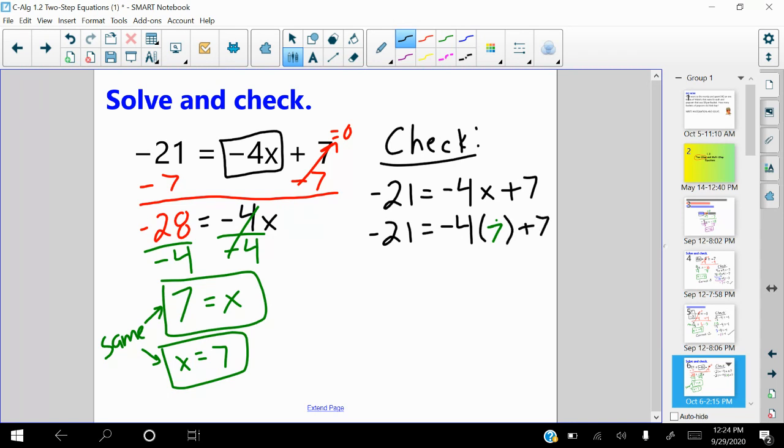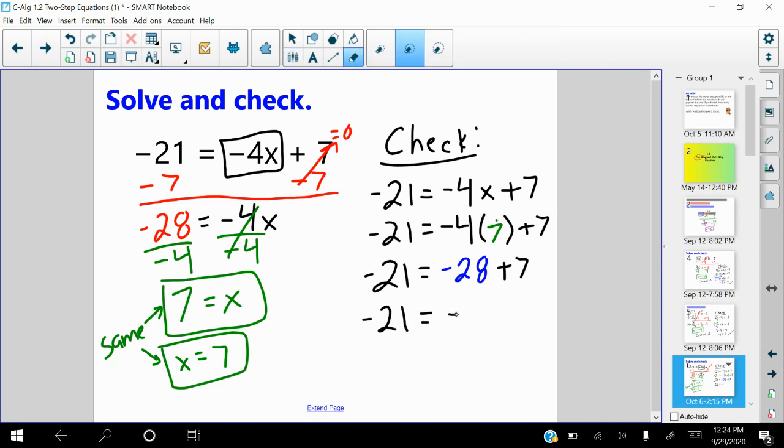We're going to simplify our multiplication. So negative 4 times positive 7 is now negative 28. Drop everything else down. And now we're going to simplify. So we have negative 28 plus 7 gives me negative 21. Let me do this in a different color. Well, is negative 21 equal to negative 21?